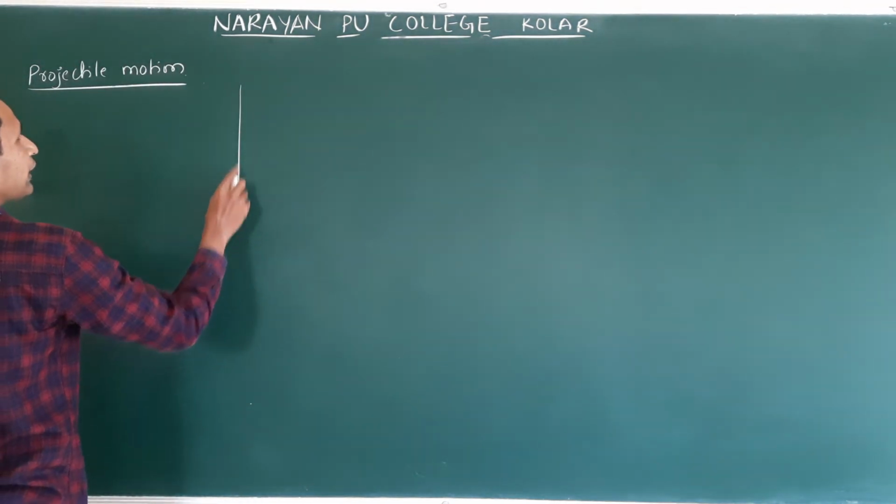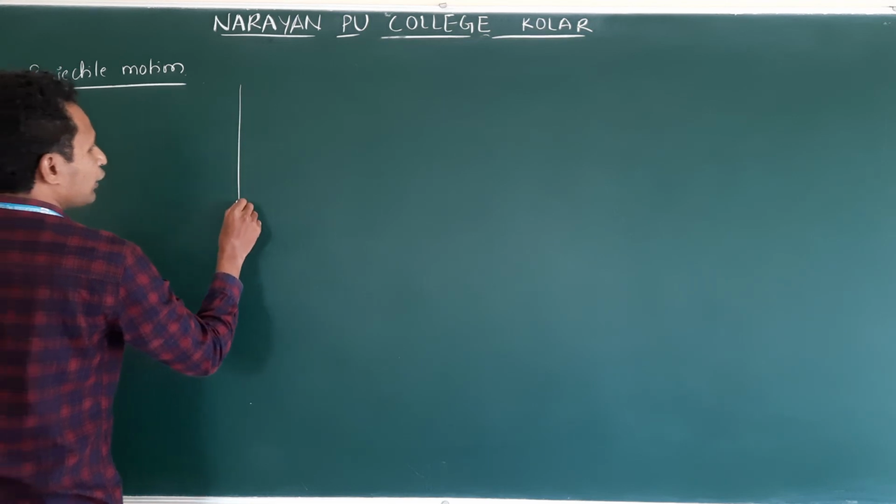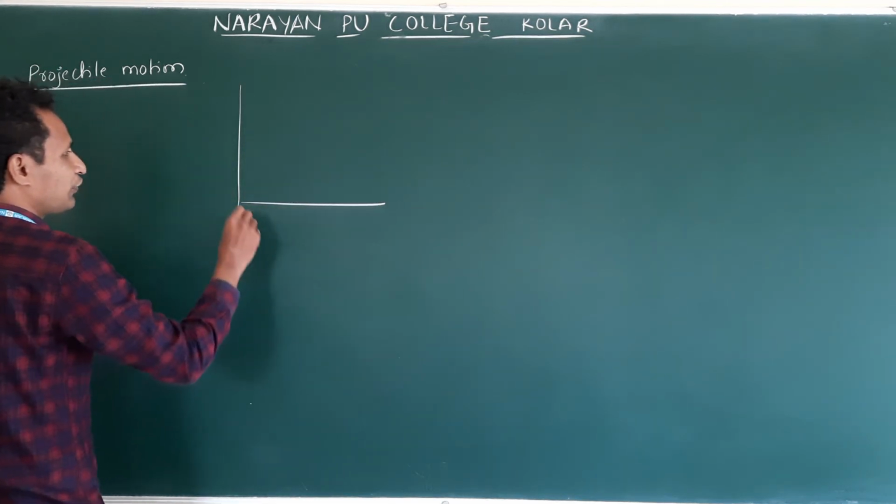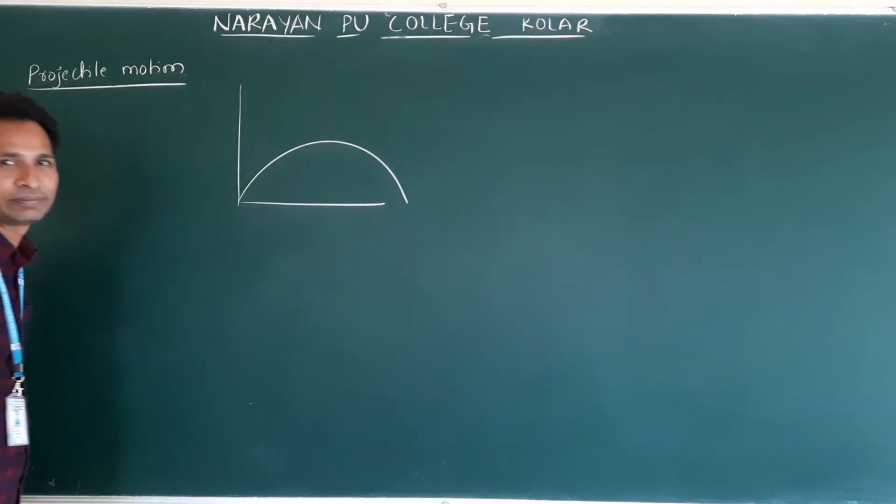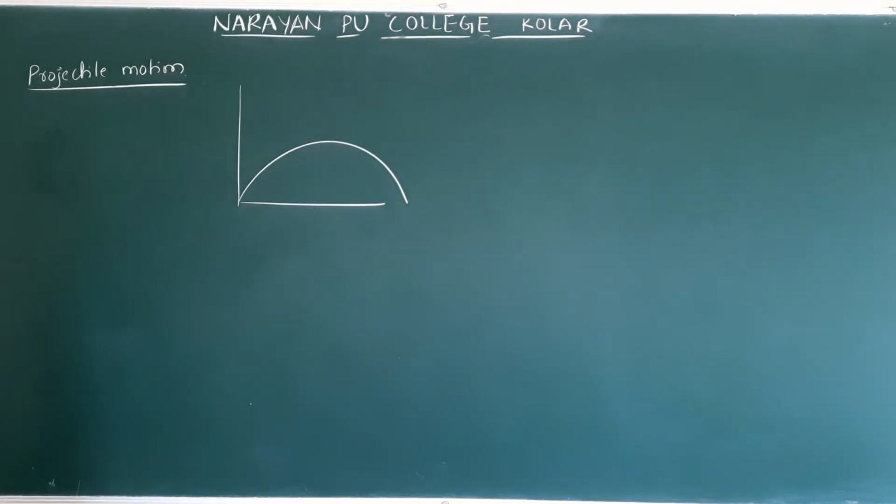See, if I throw vertically up, it goes straight. And if I throw horizontally, it goes like this. If I throw like this, it follows like this. Am I correct? So the body is projected. That we call a projectile.